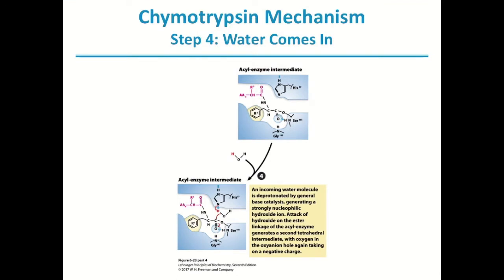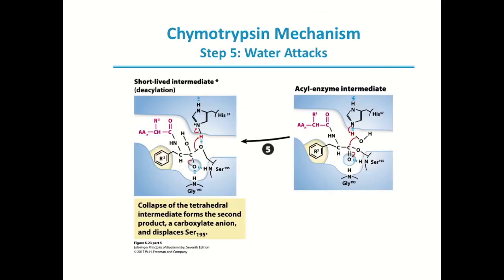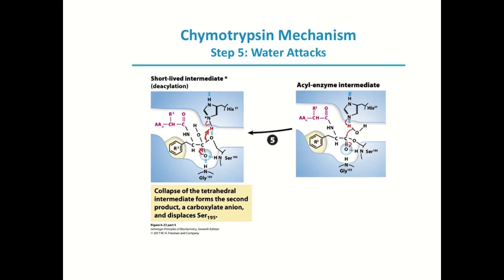In the next step, water comes in, where it's deprotonated by the histidine 57 residue to generate a strongly nucleophilic hydroxide ion. And that intermediate is short-lived, so just like we saw before, it will collapse. So a lone pair on the oxygen comes back down to reform the C double bond O, and now we kick off the enzyme, essentially. Then the hydroxide ion will attack the carbonyl, again generating a tetrahedral intermediate where the negative charge on the oxygen is stabilized in the oxyanion hole.